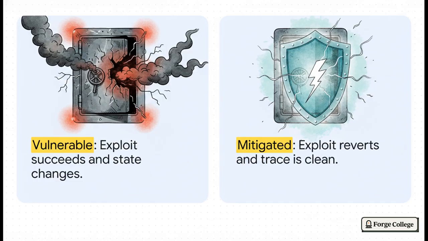When we hit the vulnerable state, the exploit succeeds. Boom, harmful state change. But when we run the script against the mitigated state, the exploit completely reverts, and our trace shows that the harmful internal call is completely gone.